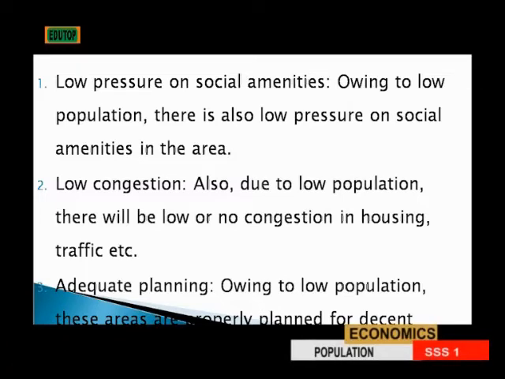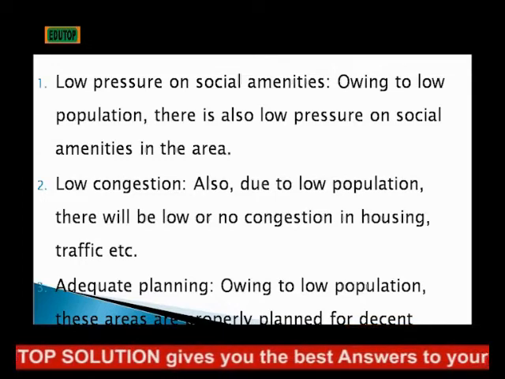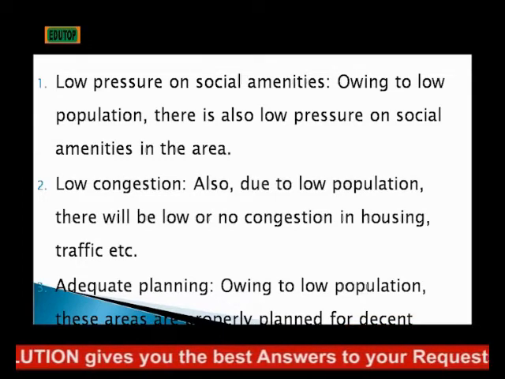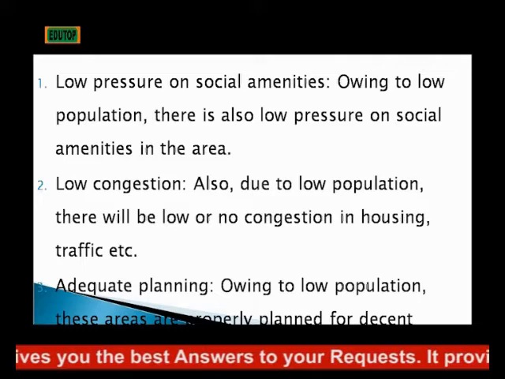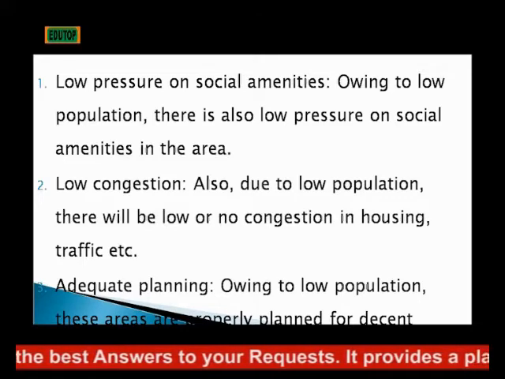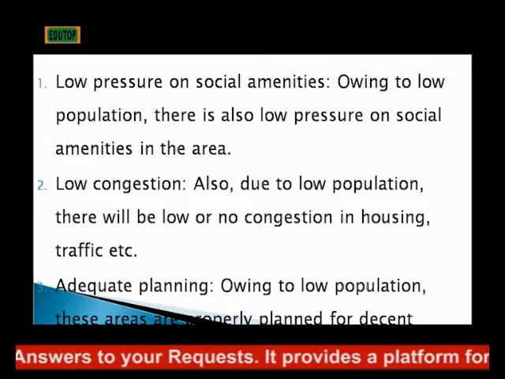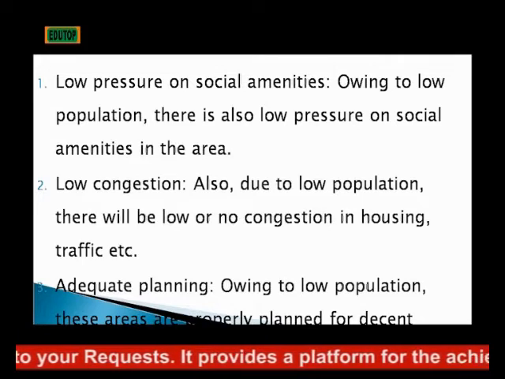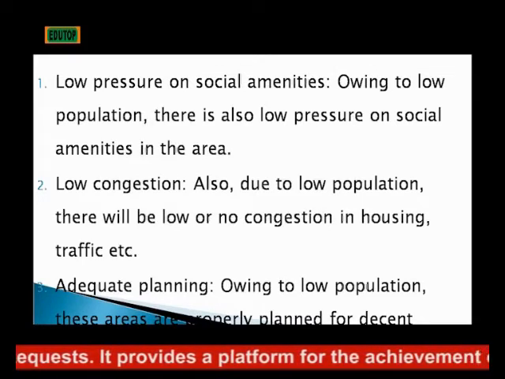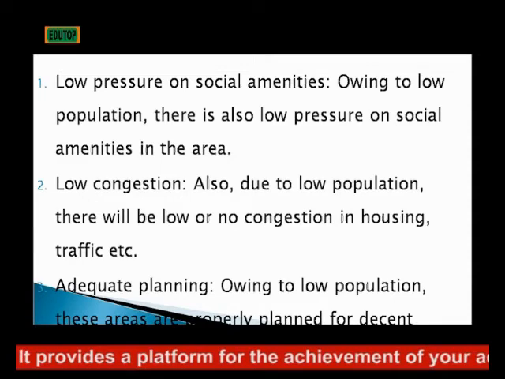Then, low congestion. Under overpopulation, as we considered the other time, one of the disadvantages is the high congestion in the traffic. But in underpopulation, there will be low congestion on the traffic and the housing because the population is very low. Then, adequate planning.